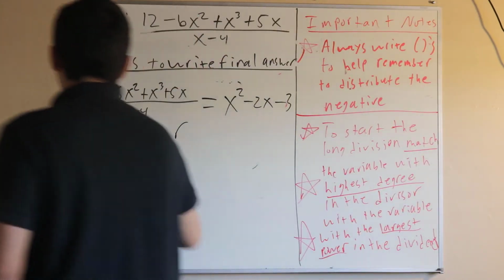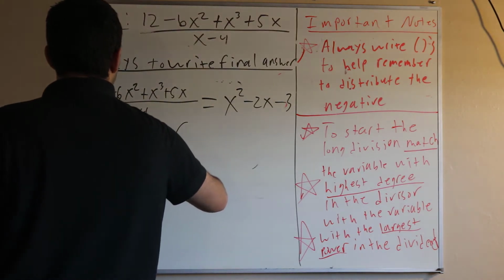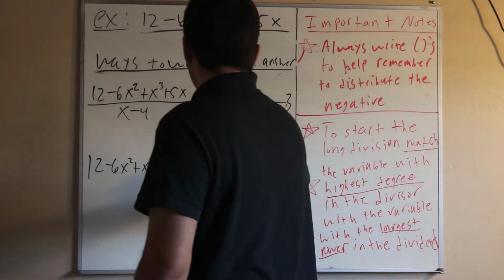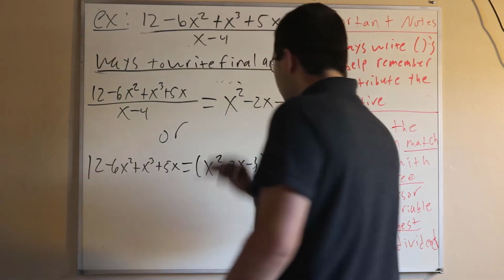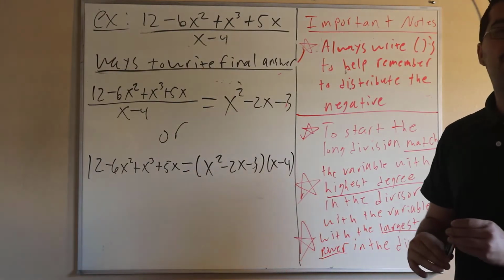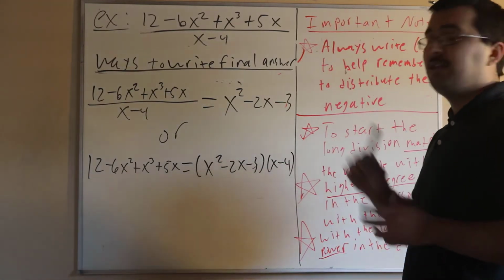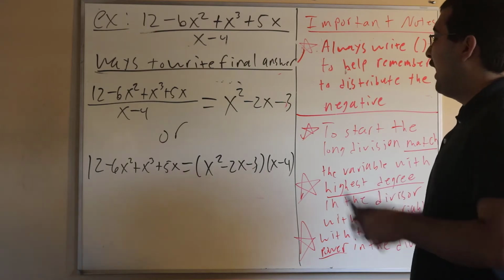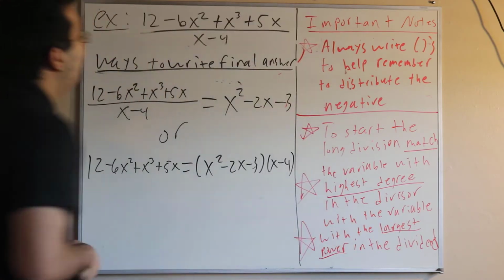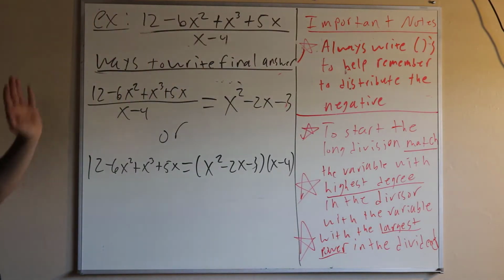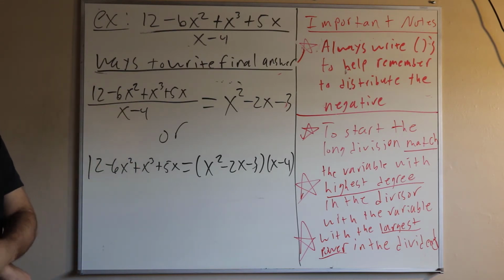Or the second way we can write it is 12 minus 6x squared plus x cubed plus 5x equals x squared minus 2x minus 3 times x minus 4. And this is the second way in which we could formally write our final answer, is that our dividend equals the product of the quotient times the divisor. And of course, again, we add nothing because we have no remainder for this problem. So there you go. Just a quick understanding. If we're writing final answers, like on an exam or something, these are the two ways in which we present our final answer.